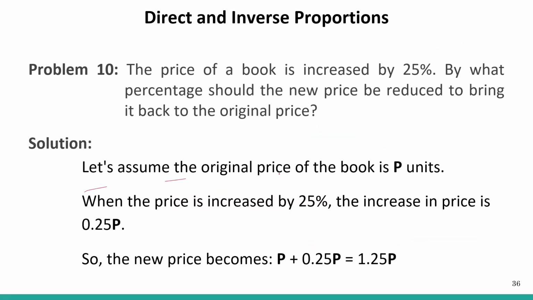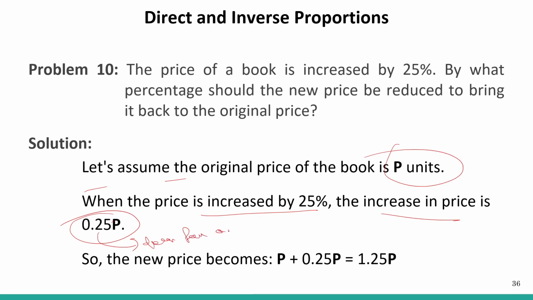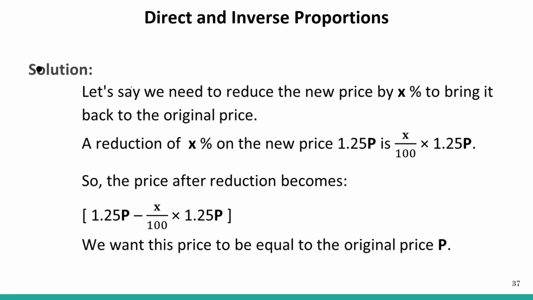So let's see the step-by-step solution. So let's assume the original price of the book be p units. Okay, so when the price is increased by 25%, the increase in price becomes 0.25p, because it is the decimal form of percentage, right? So the new price becomes p plus 0.25p, that is 1.25p.